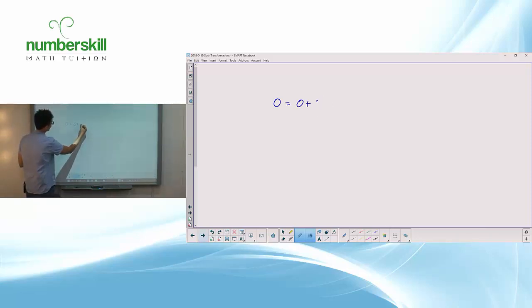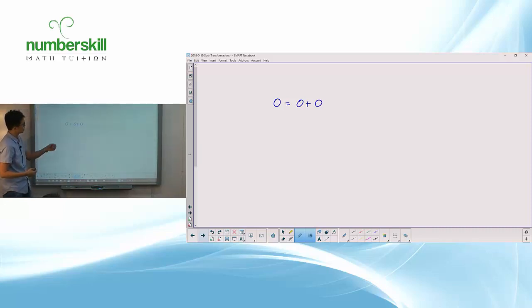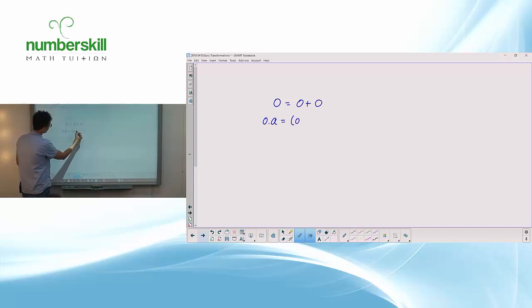So we all understand that 0 is what we call a zero additive. That means you add the 0, no matter how many times, you will still get back nothing. You still get back 0. So this is a rule, what we call an axiom, that you have to accept. Okay? So we all understand this. And if I multiply by a to both sides, then this is what you get.